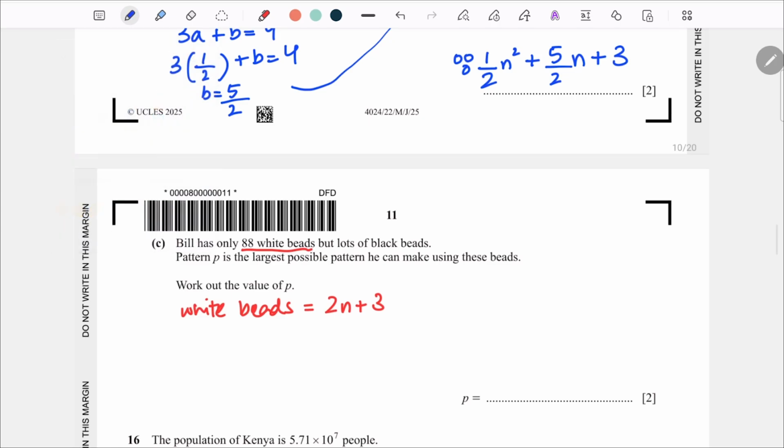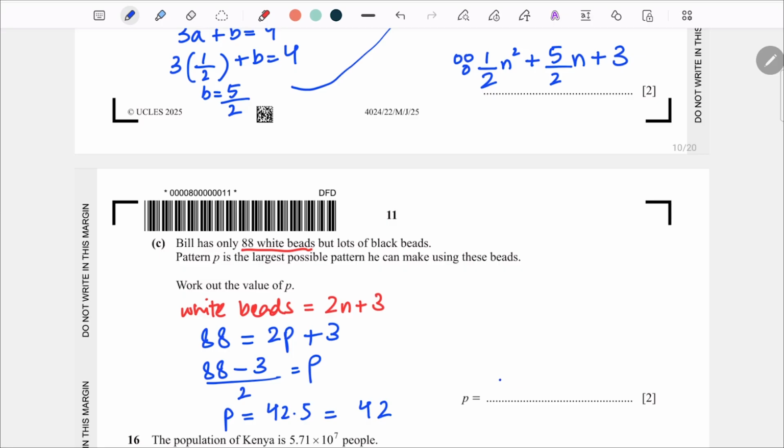The number of white beads was equal to 88. 88 equals 2n plus 3. Here n is basically P, so I'll replace n by P. 88 minus 3, divided by 2, is equal to P. P is equal to 42.5. So the largest possible whole number value of P would be 42.